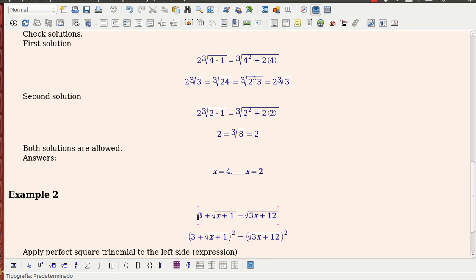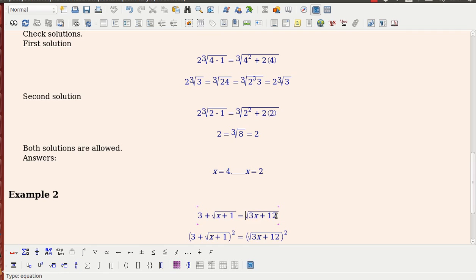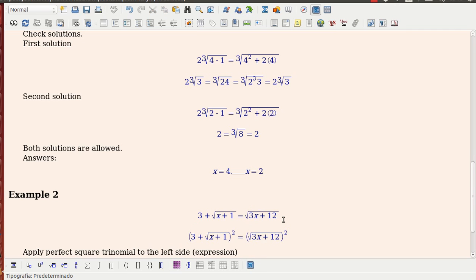This is example number 2. 3 plus square root of x plus 1 equals square root of 3x plus 12. Step number 1 is done. This side of the equation is solved for the radicand. Now we have to apply step number 2, raise to the second power the index of the root.